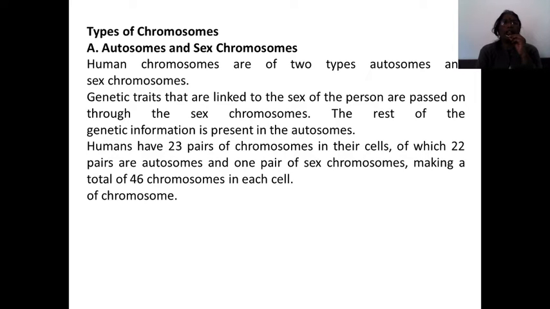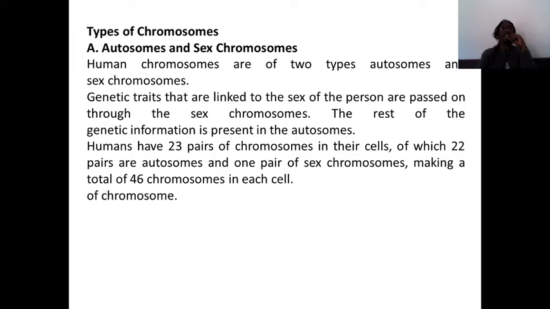There are two types of chromosome on the basis of whether they are related with the sex characteristics as well as the body characteristics. Human chromosomes are of two types, which are labeled as autosomes and sex chromosomes. Genetic traits linked to the sex of a person are passed through only the sex chromosome. The rest of the genetic information is present in the autosomes.